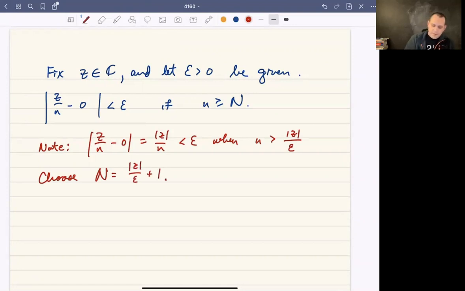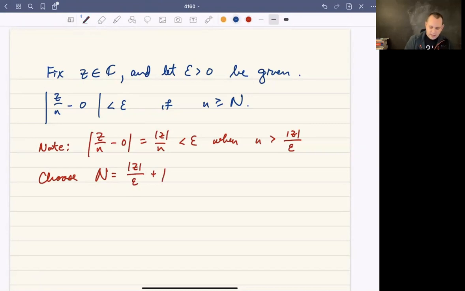Okay. And so, yeah, everything is fine. Here's our capital N. Notice that capital N does depend on z. It's the modulus of z over epsilon plus 1. Okay, so capital N does depend on z. So whatever our z is, that'll change what our N is.